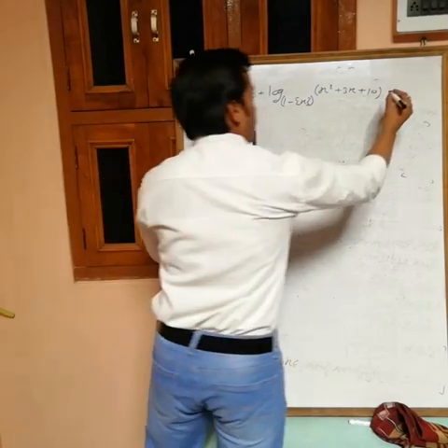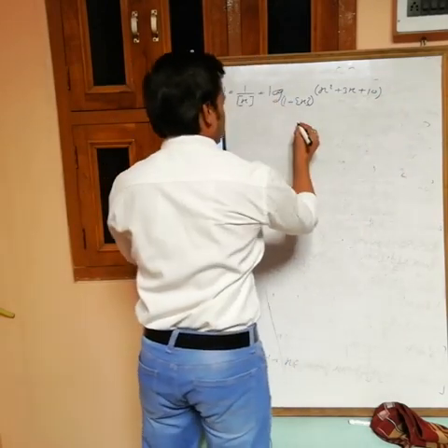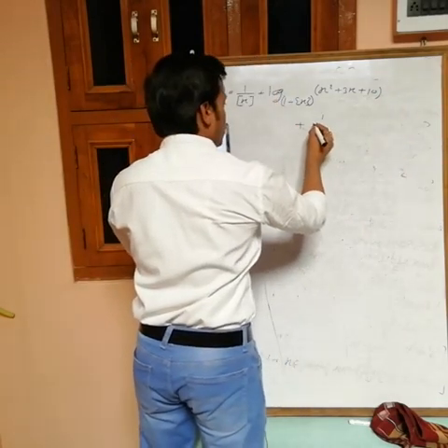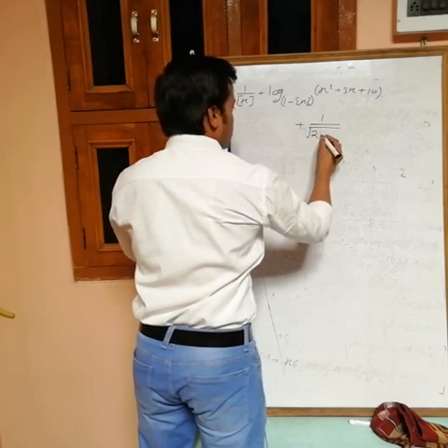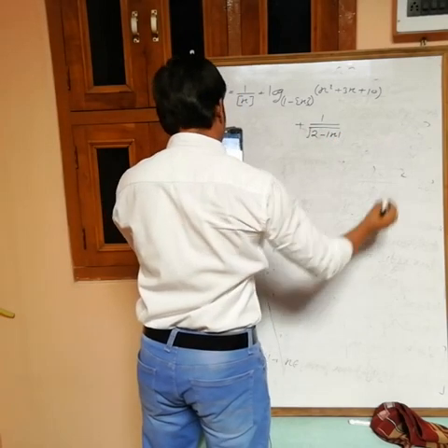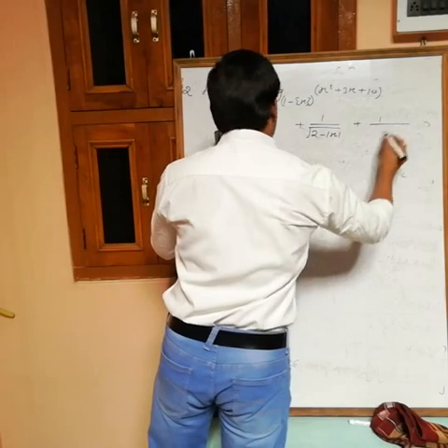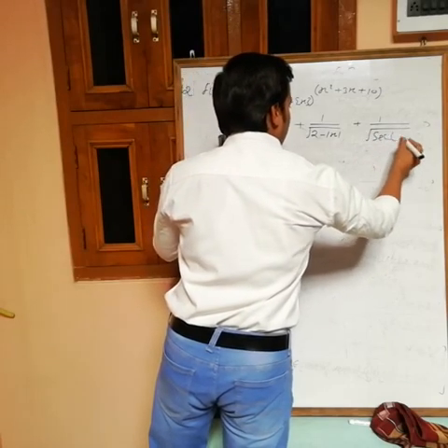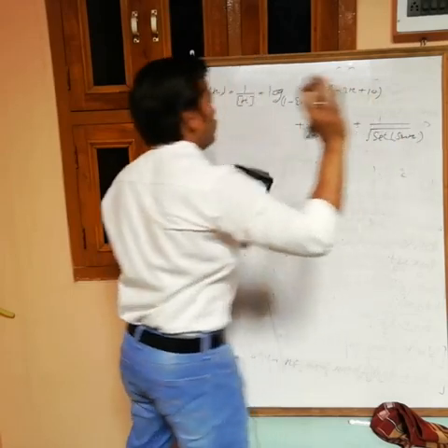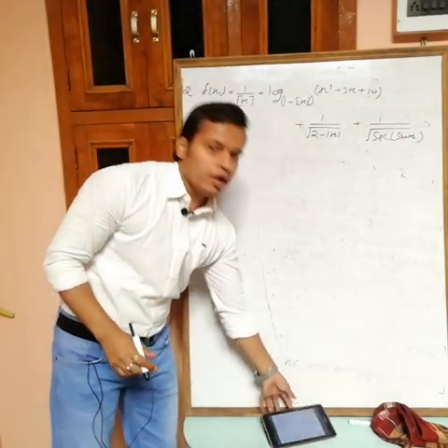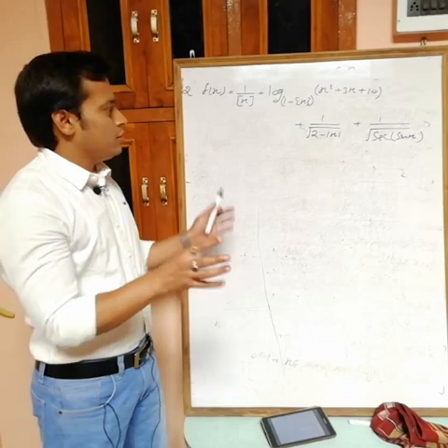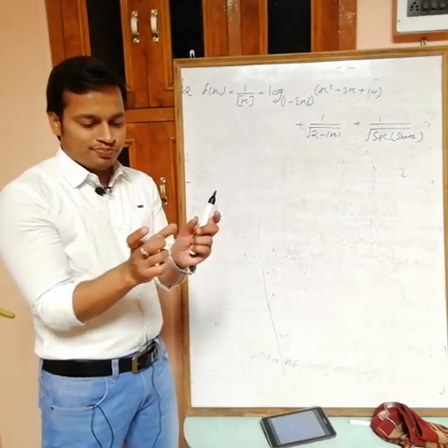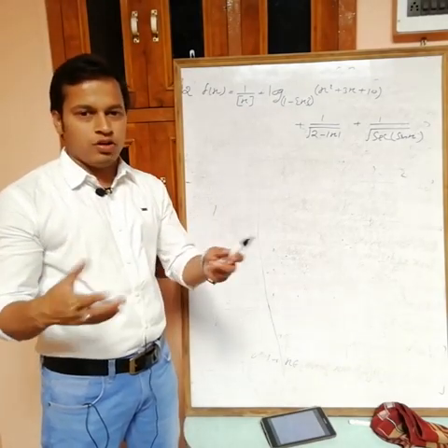Okay, and plus 1 by root over 2 minus mod x, and plus 1 by root over sec of sin x. Now I want the domain of this one. Again the same. Actually, whether the question is lengthy or simple, it means a sum of 1, 2, 3 or 4 functions doesn't matter.